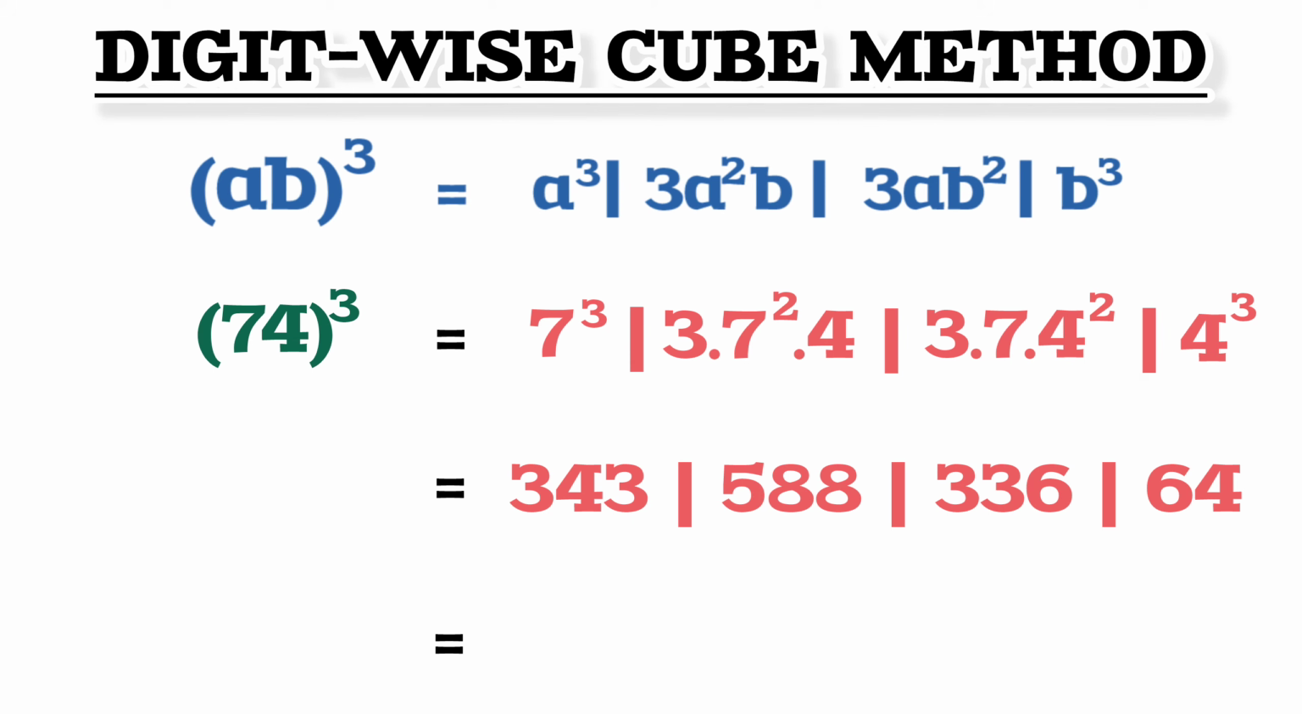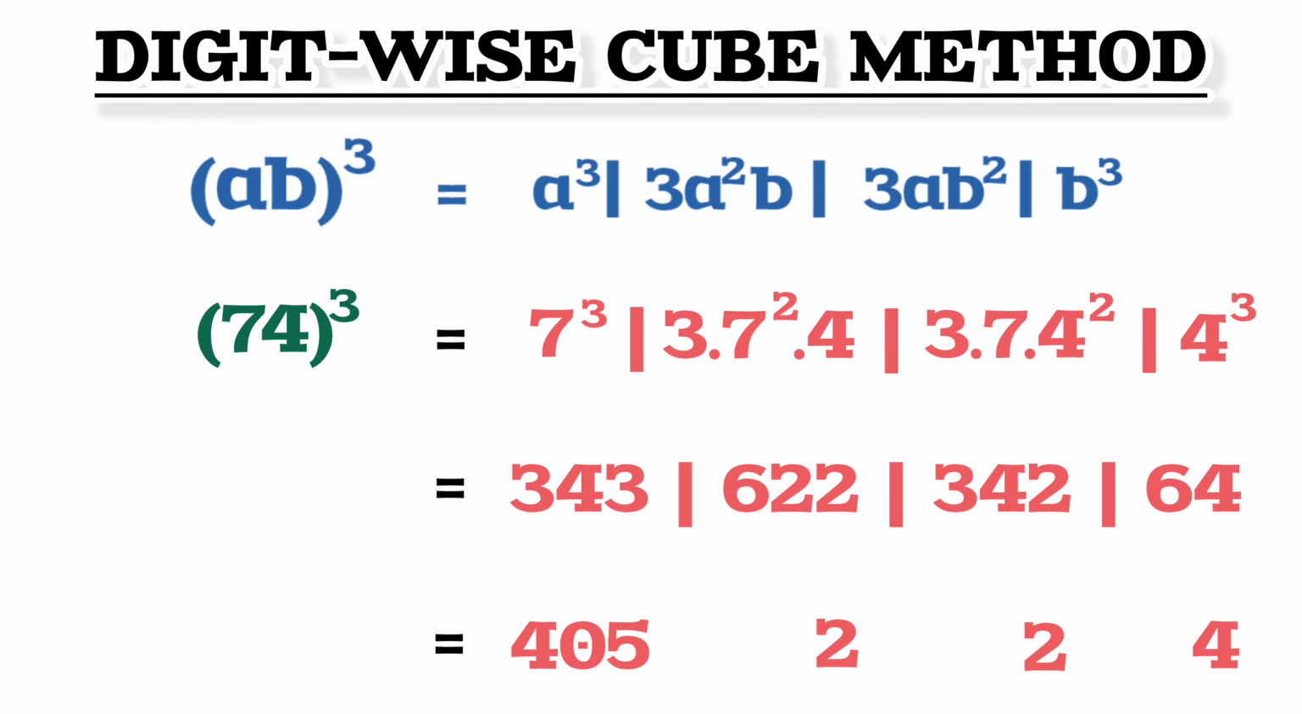From 64, write 4 down and add 6 to 336. It is 342. Bring 2 down and add 34 to 588. We get 622. Bring 2 down and add 62 to 343. That is 405. And the final answer for 74 cube is 405224. This method also requires some calculation, but far less than any other method.